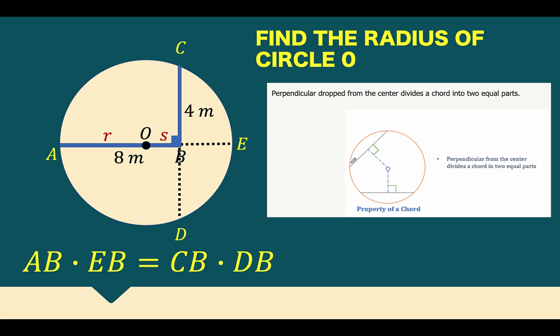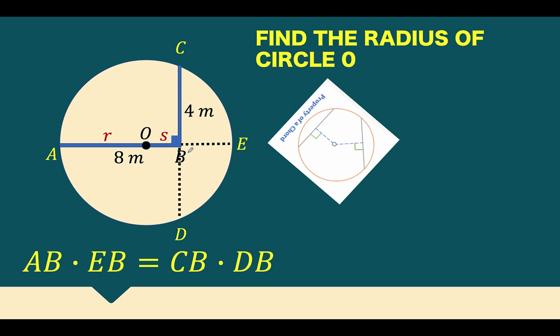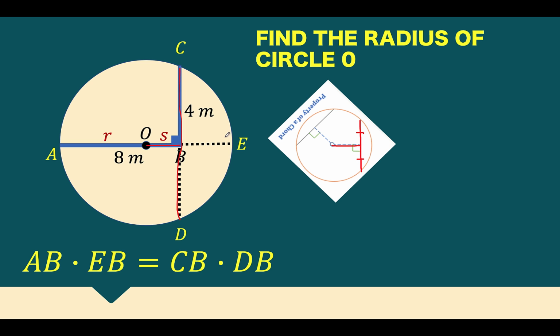Now, so that we can apply this property in our given circle, let's reorient the circle at the right. Notice now that this chord here is our chord CD. From the center, we drop this perpendicular, which is this line segment from the center O, perpendicular to the chord CD at point B. And based on the property, this line segment here is congruent to this line segment here. So if this is 4 meters, then the measure of segment BD must also be 4 meters.